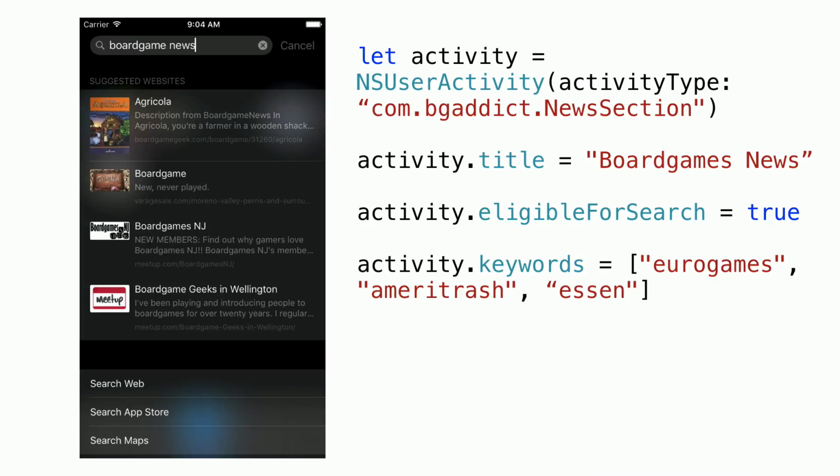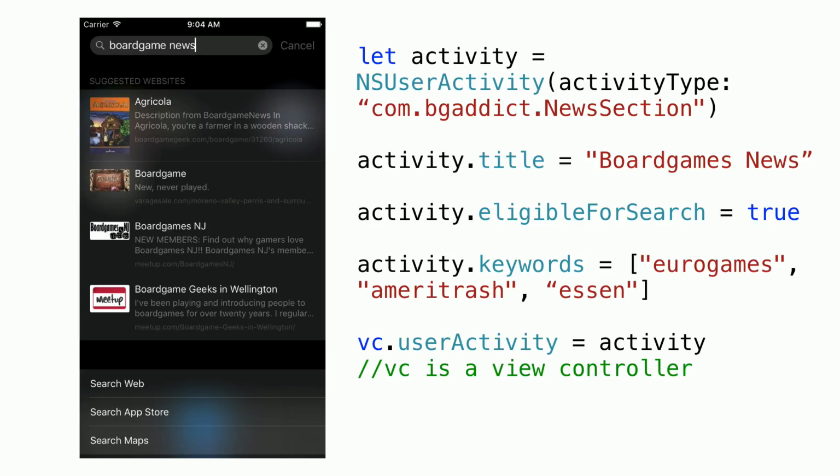But the point is, it's very specific to your app and a way to direct your users to your content where it's appropriate. Okay, so we have this user activity. Now we fully configured it. We need to do something with it. And my suggestion is set it on the user activity property on your view controller.